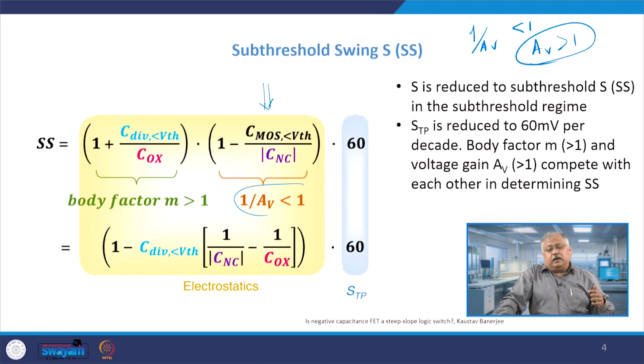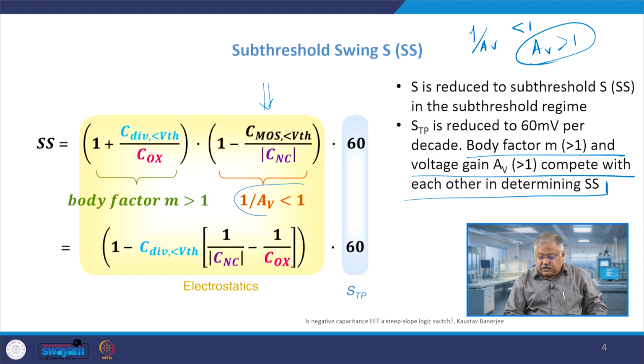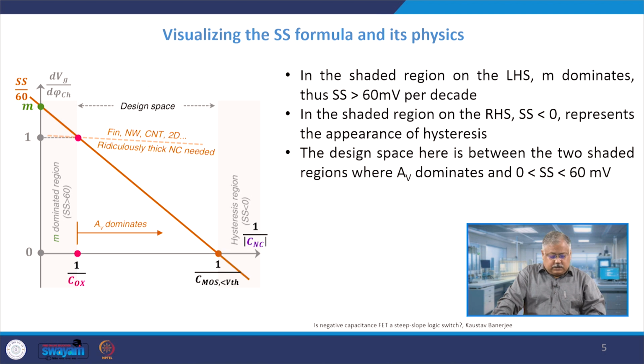This tells me that C_NC also has the capacity to do an internal voltage amplification, and will achieve a better result for you. Two things therefore come into play: a body factor greater than 1, and a voltage gain greater than 1. They compete with each other in determining the subthreshold slope. The higher the value of M, the higher the value of SS, but the higher the value of AV, the lower the value of SS. So they fight with each other, and finally a fixed value is settled in this particular case.